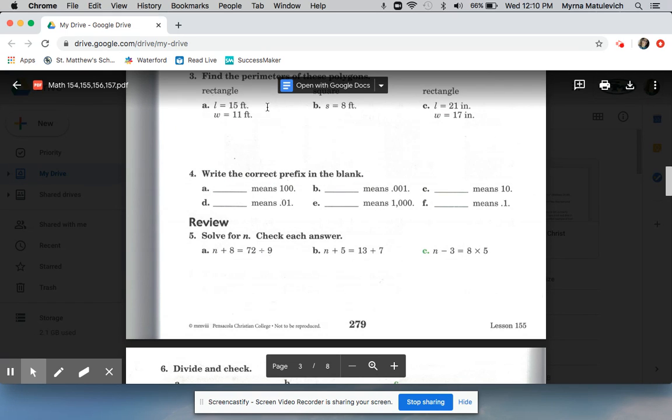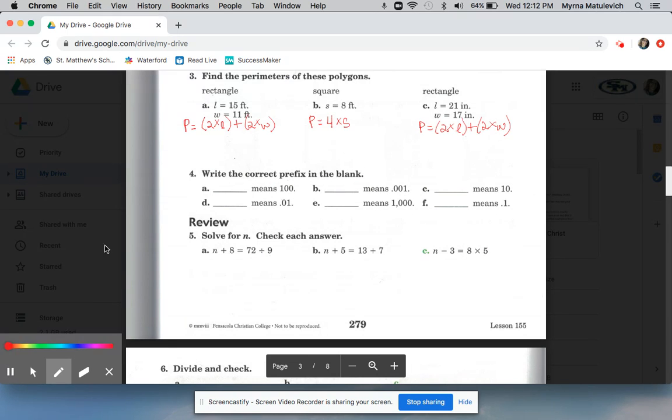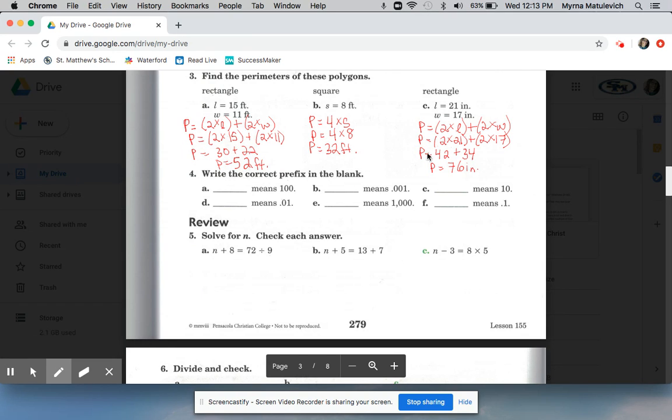Find the perimeters of these polygons. So the first thing I did was write all my formulas down for rectangles and for square. And here's what you should have gotten once you plugged in your measurements in for your variables in the formula and did the multiplication and addition, and don't forget your linear units.